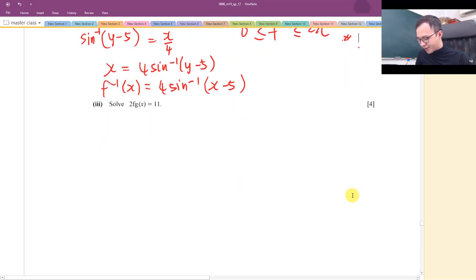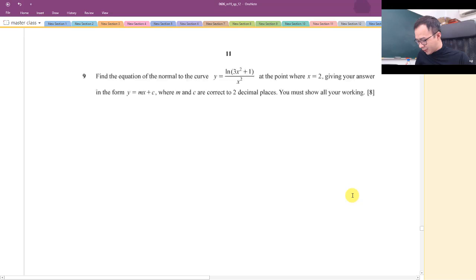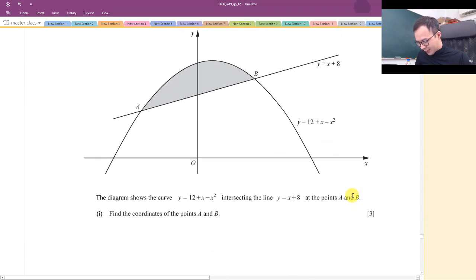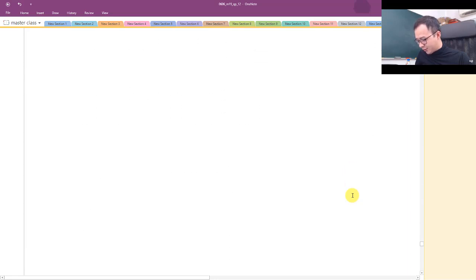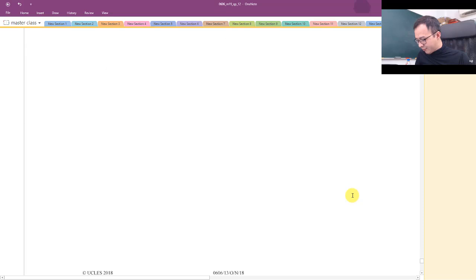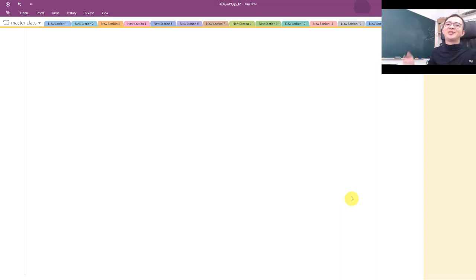Okay, then the composite function is very simple, I'm not going to do it. Equation of normal is simple. Integration should be quite easy also. Remainder theorem, factor theorem. Okay, no more already. So let's go to the tangent. Okay, let's do integration now, because some students might need integration.